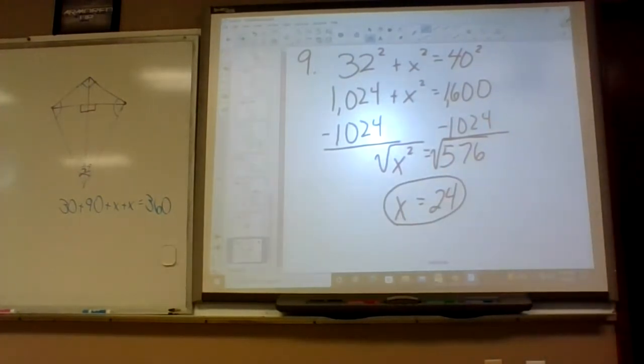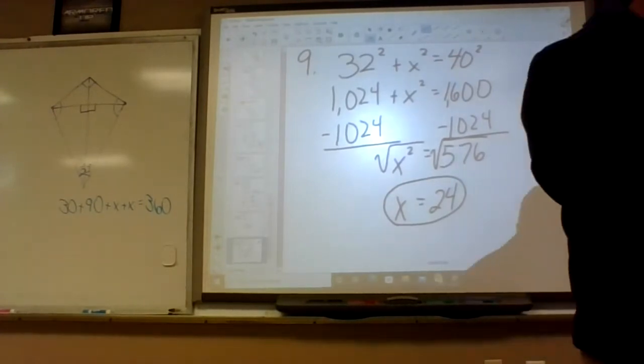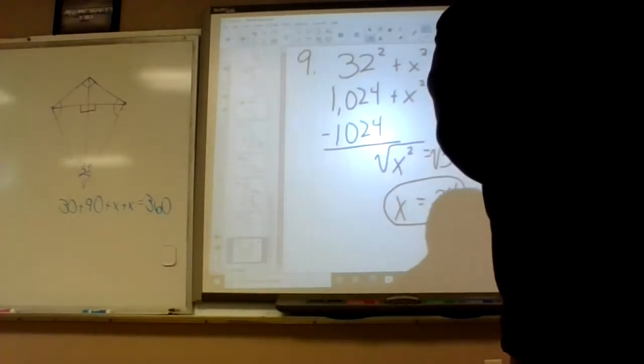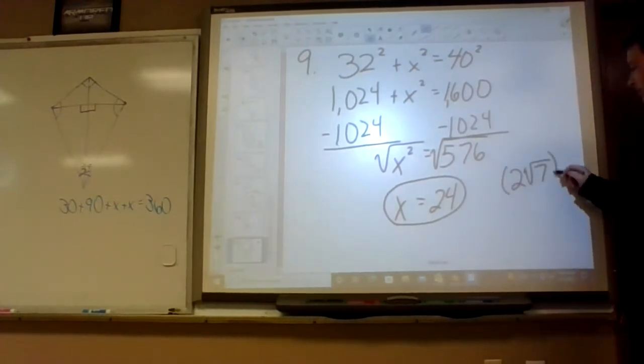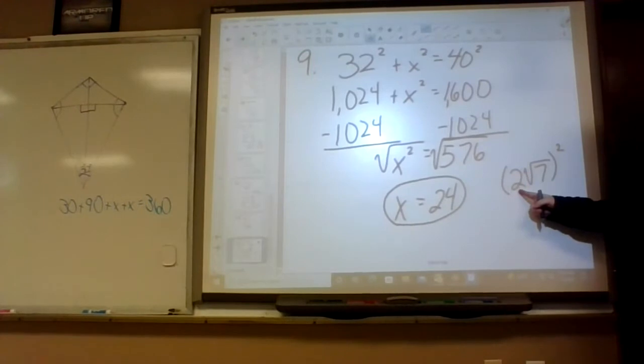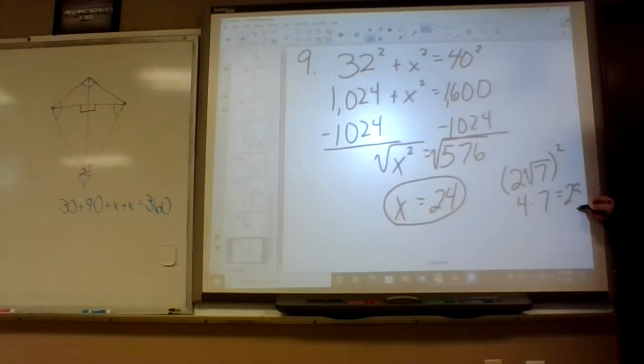What about the leg that was 32? How do you change it back to a number? Well, you could use your calculator, but it would be 2 squared is 4, and the square root of 7 squared is 7. So it would be 4 times 7 is 28. Or you plug it in your calculator like that.